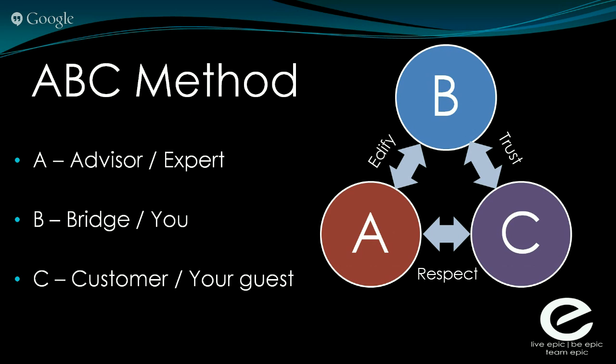And of course, as you can tell here, the B is there to build the bridge between the A and the C by edifying A. If you guys don't know what edifying means, edifying just means to tee up. It means to talk up, say good things about the A. Say all the nice things about A that the C actually cares about.